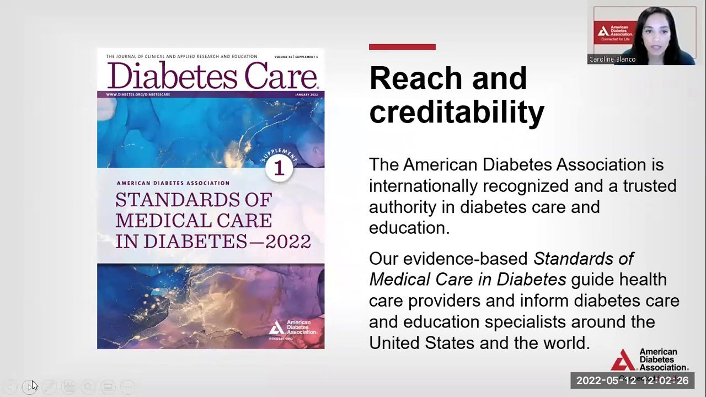So the American Diabetes Association develops our standards of medical care in diabetes, and we really serve as the trusted authority in diabetes care and education. Our evidence-based standards of care help to guide providers, diabetes care and education specialists, and diabetes care teams around the United States and the world.